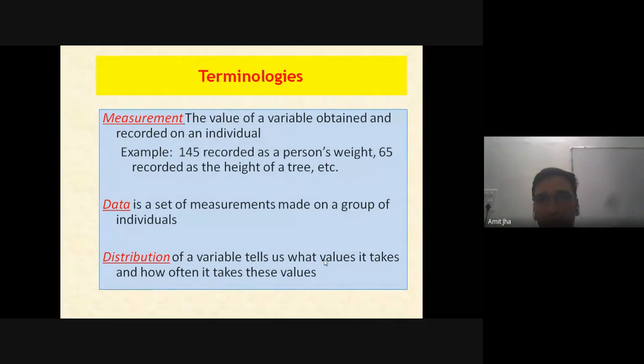Now look at measurements. This is a very common term which we generally encounter: it is the value of a variable obtained and recorded on an individual. So one thing to keep in mind is that when a variable is recorded and obtained on an individual, it is called a measurement. But when sets of measurements are made on a group of individuals, then it becomes data. And the distribution of a variable tells us what values it takes and how often it takes these values. So: measurement, data, and distribution.